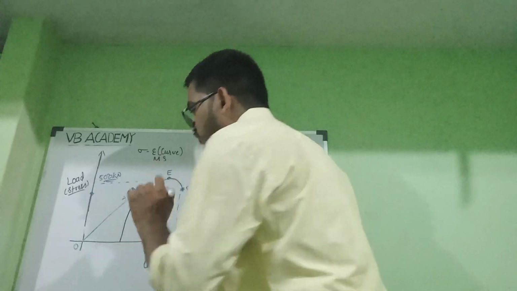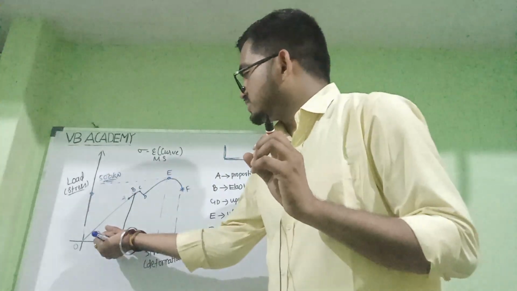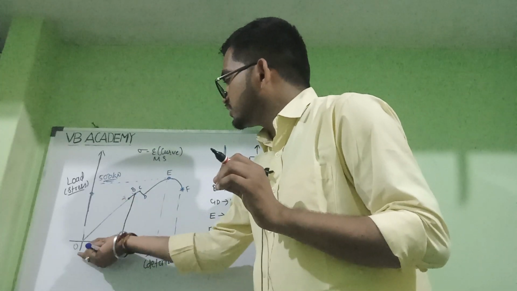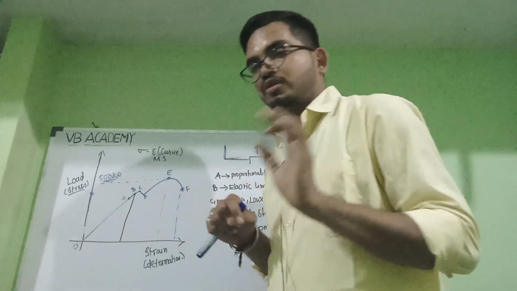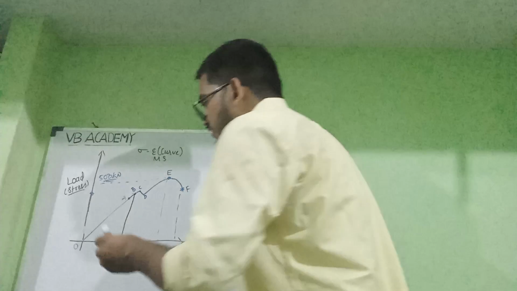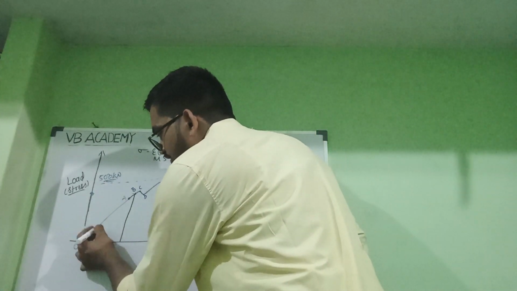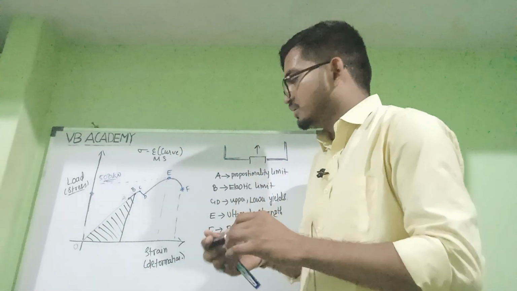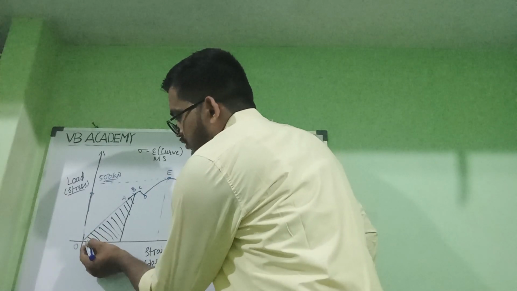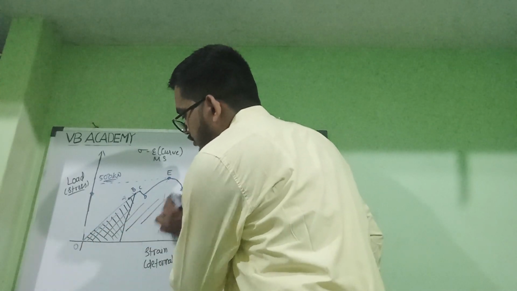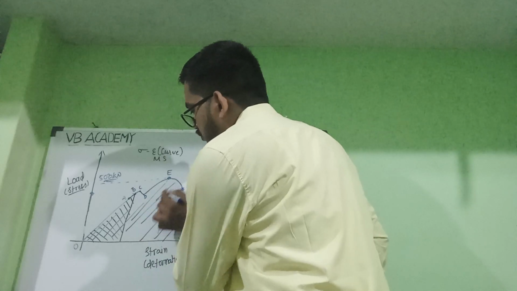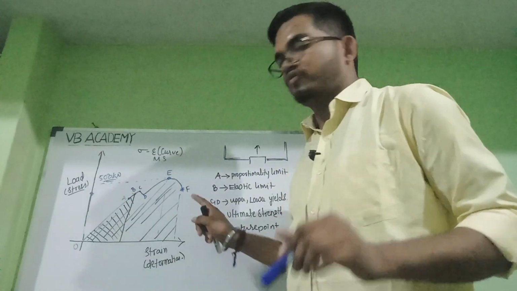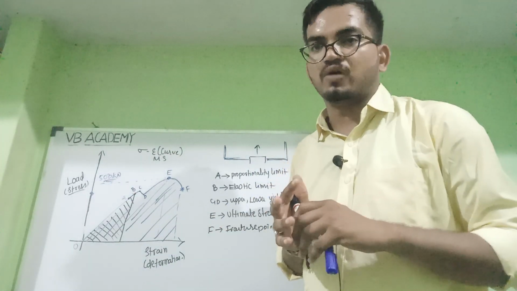I am dividing this area into two parts now. See here, O to B is one area, and O to F is the second area. This is the first area I am dividing here, from O to B, and one more area, O to F. Two areas we have here, right?